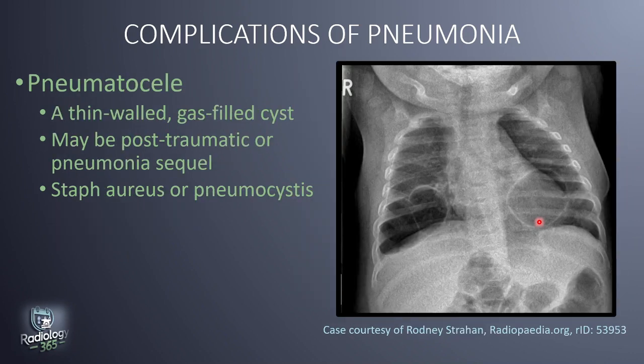Then we'll talk about pneumatoceles, which we have seen in previous discussions. It's a thin-walled gas-filled cyst. It may be post-traumatic or as a sequela of pneumonia. Staph aureus or Pneumocystis are the major causative organisms in this case, that is if it's post-pneumonic. So in this frontal radiograph of a newborn, we see bibasal thin-walled cystic lesions. This actually developed 2 months after an initial presentation of bibasal consolidation, and this is consistent with post-pneumonic pneumatoceles.